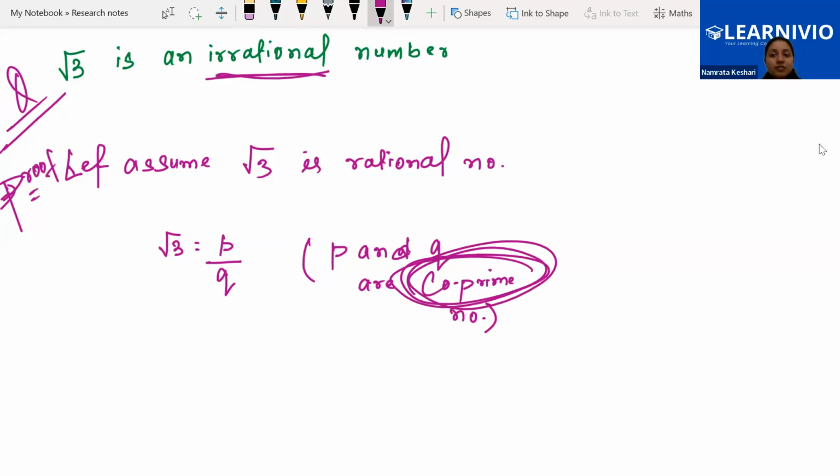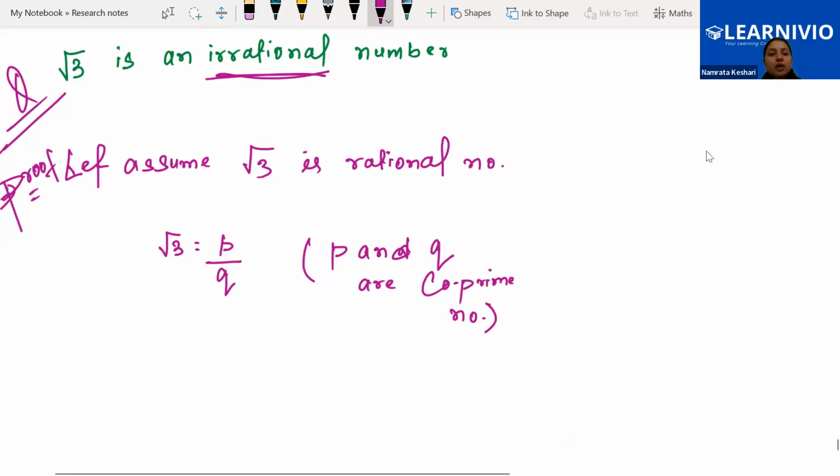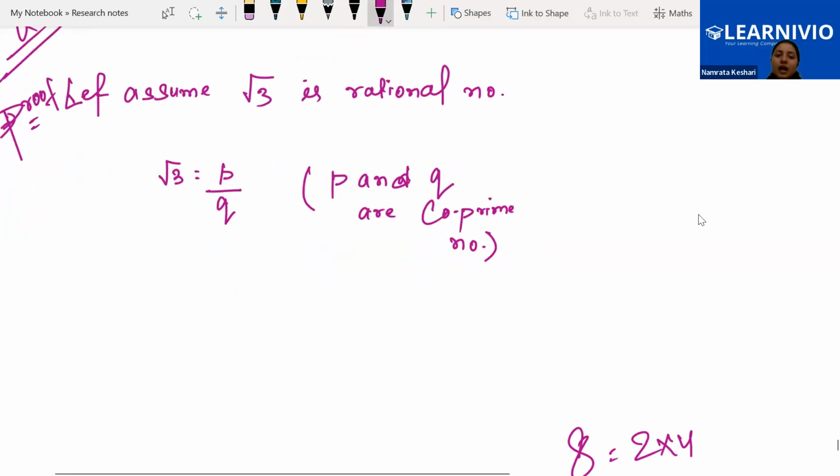Now we will be showing that there is a common number which can divide P also and can divide Q also. And then we will say that our assumption is totally incorrect and hence root 3 is an irrational number. Let's see how we are going to do that. We can do crisscross multiplication over here. We will have root 3 into Q equals P, right?